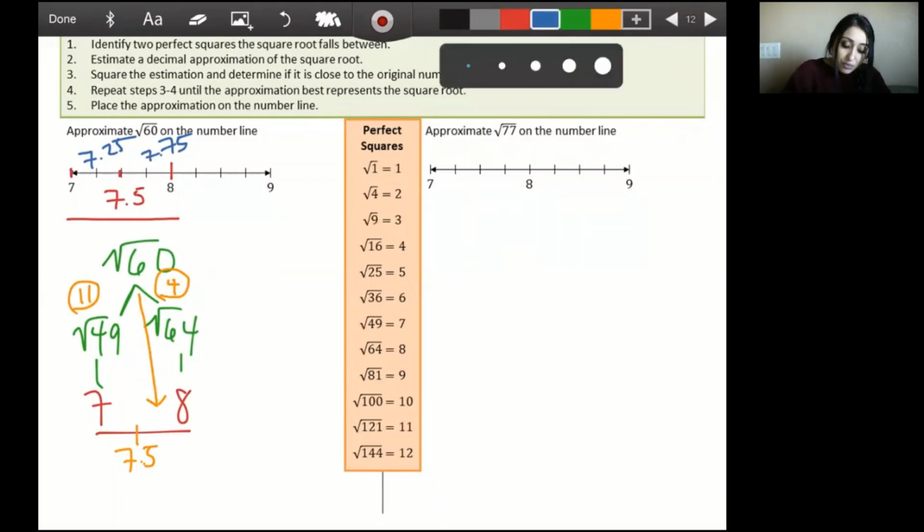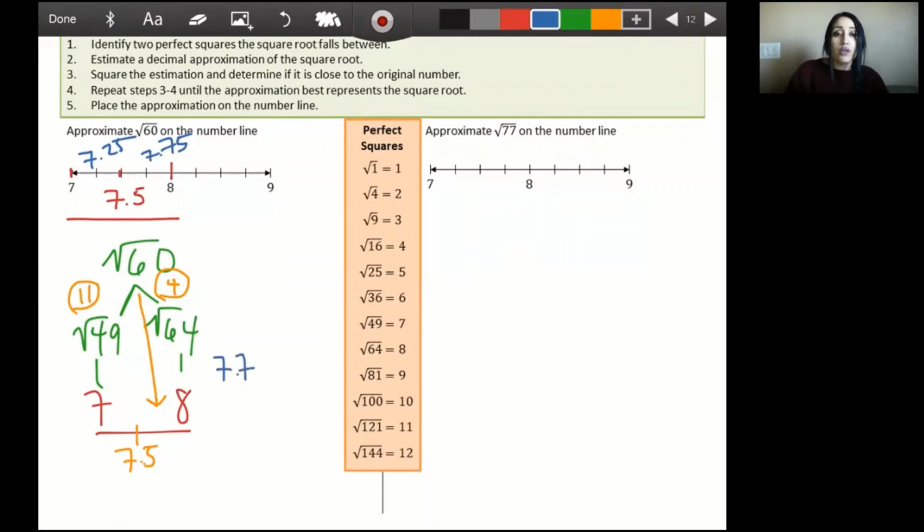So now I'm going to do my guess and check strategy. I'm going to start off with 7.7. Now, ladies and gentlemen, I'm just going based on my approximation. You can start off with 7.5, 7.6, 7.7, 7.8, 7.9 in order for you to get closest to the approximation of the square root of 60. So I'm going to start off with 7.7. 7.7 times 7.7 leaves me with 59.29.